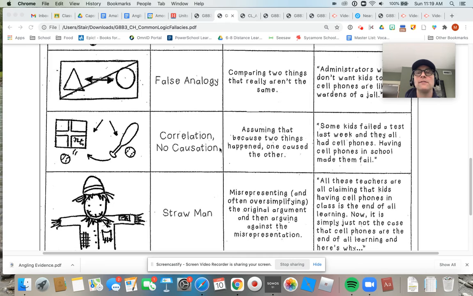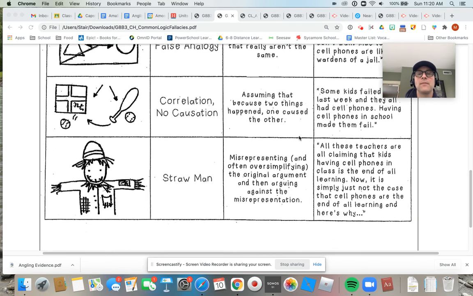Correlation, not causation, right? Assuming that because two things happen, one caused the other. Some kids failed a test last week and they all had cell phones. Having cell phones in school made them fail. Obviously, we could say, well, maybe it was just a hard test. That doesn't necessarily prove that cell phones are bad. Students are notorious for doing this.